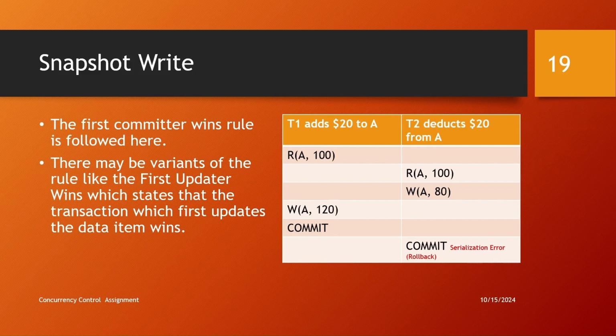Next, let's have a look at the snapshot write. Let's say we have two transactions as in the last slide, and transaction T1 commits first. Transaction T2 would be rolled back since the first committer wins rule is applied. There is also a variant, the first updater wins, which states that the transaction which updates first would win. In that case, transaction T2 updates first, writing A as 20, and commits later, but since it updated first, it would win and transaction T1 would be rolled back.